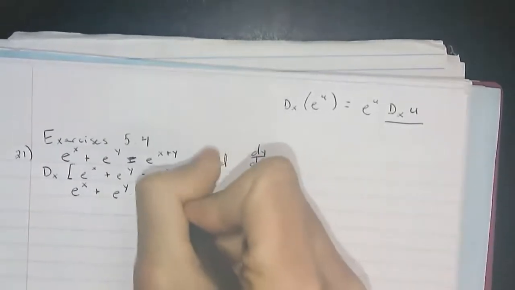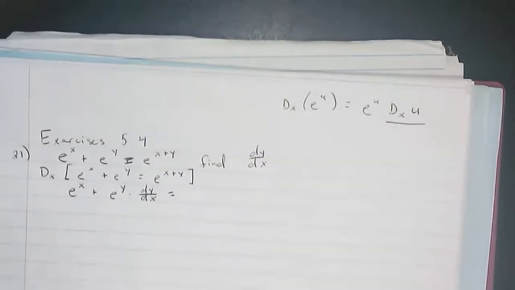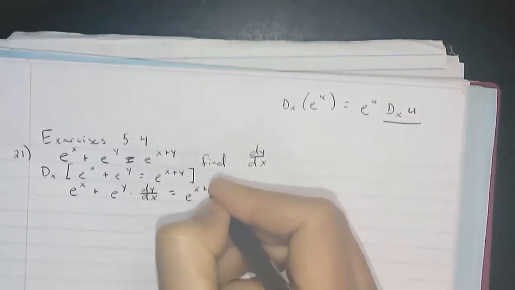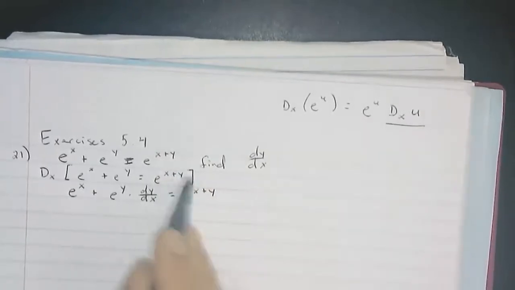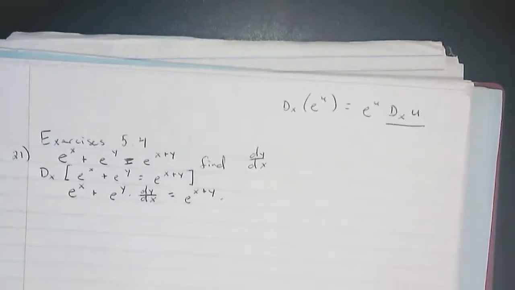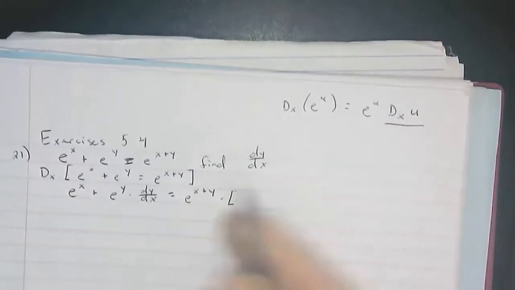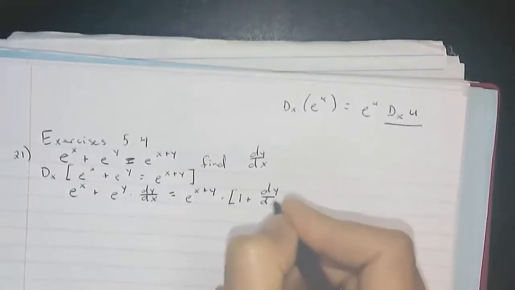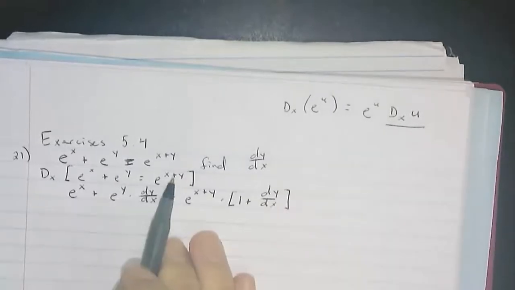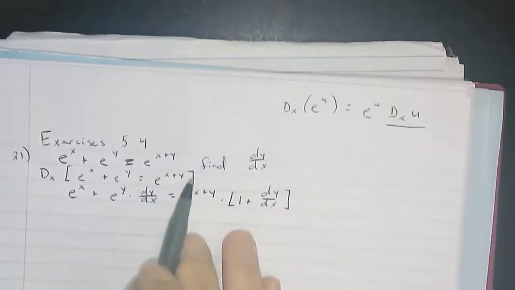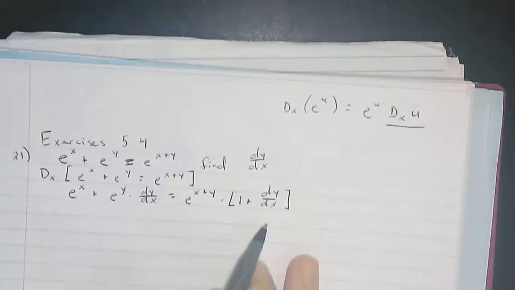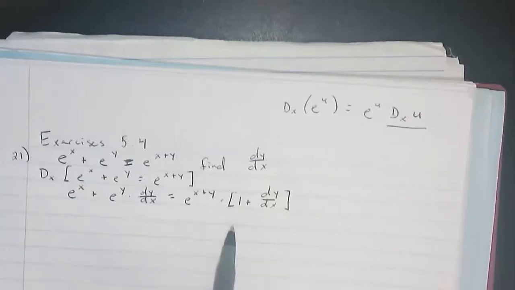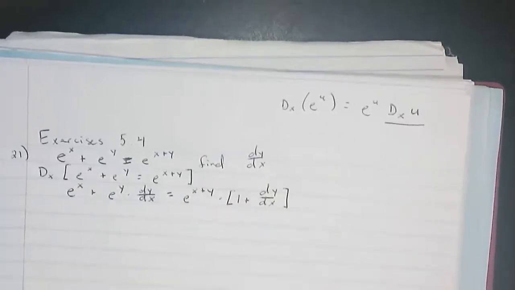On the right side, let's think about what happens. We're going to get e to the x plus y, and then we need to differentiate this guy, which is going to turn into 1 plus dy/dx. How do I get 1 plus dy/dx? The derivative of x is 1. The derivative of y is dy/dx. And now we have to sort of finagle this situation so we can get dy/dx all by itself.